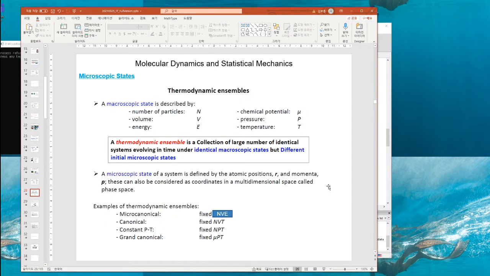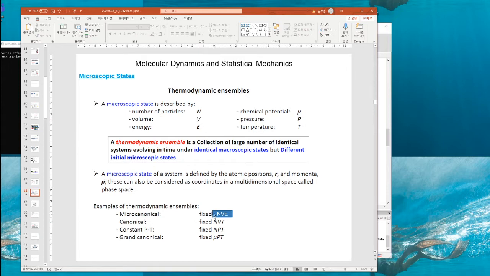Okay. All right. So in classical thermodynamics, pressure, temperature, and volume are very important. But when we deal with this molecular system, number of particles, volume, energy, chemical potential, pressure, and temperature are the most important things. So when we run a certain MD, we need to fix them. We shouldn't change these numbers so that we can have a balanced system in a steady state equilibrium. We need to fix this microscopic state.